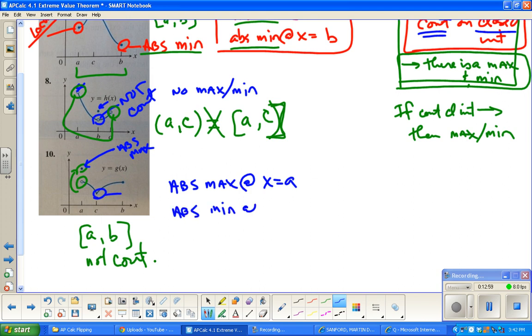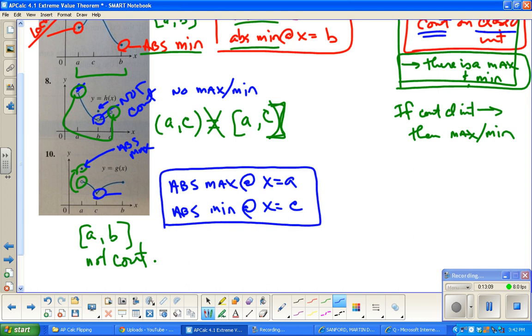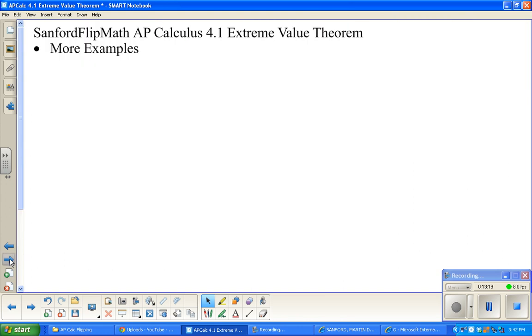But again, as this relates to the extreme value theorem, all we're saying is that there doesn't have to be an absolute max or min if the function is not continuous or the interval is not closed. So if those conditions are met, then there will be. If those conditions aren't met, we don't know. Okay, so we need to do some more mathy kind of examples.